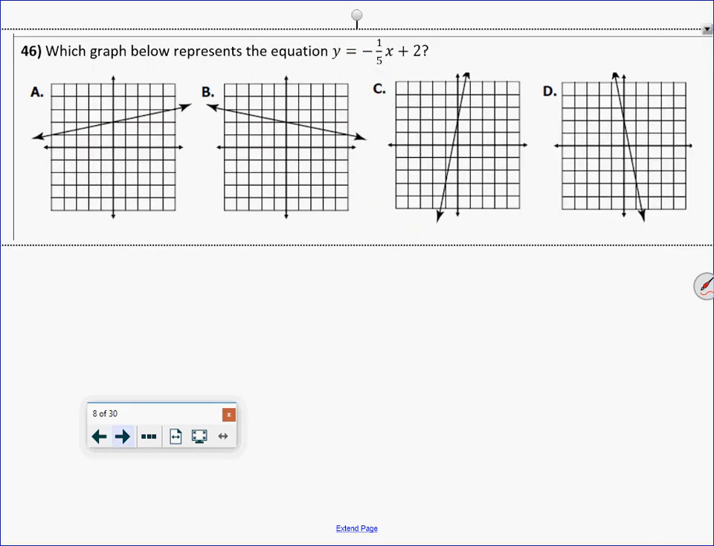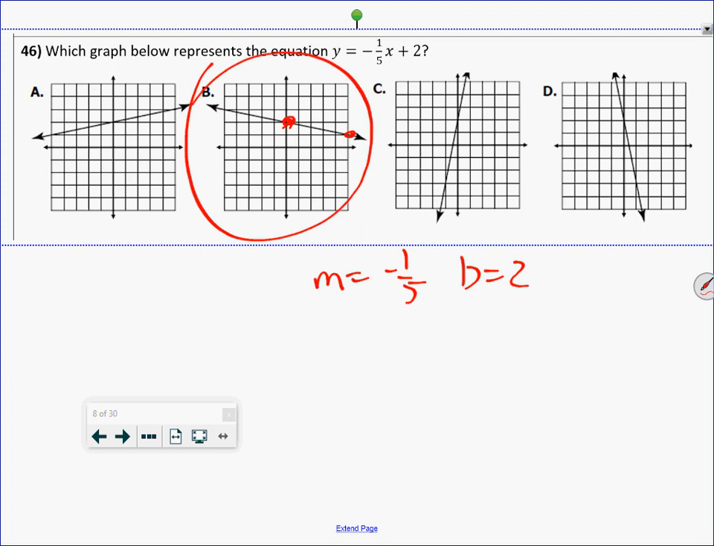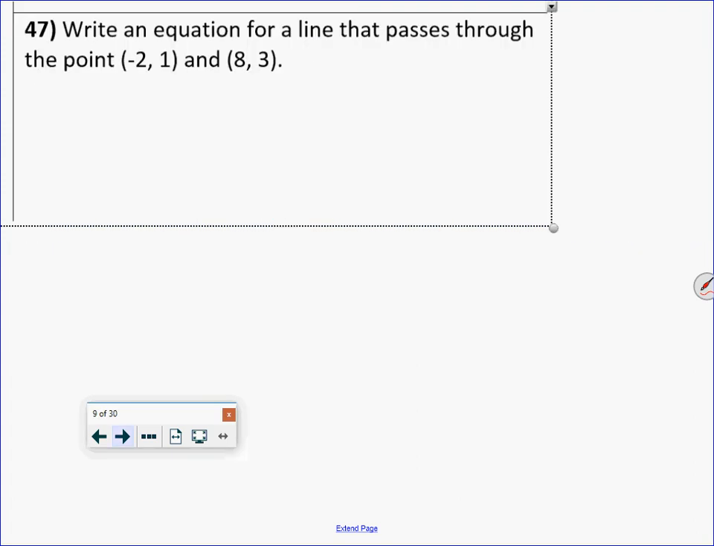All right, for this one, I know that the slope is negative 1/5. I know the y-intercept is 2. Remember, a negative slope means the line's going down. So the answer is B. All right, write an equation for a line that passes through the points negative 2, 1, and 8, 3. And I'm going to show you two different ways to do this problem.